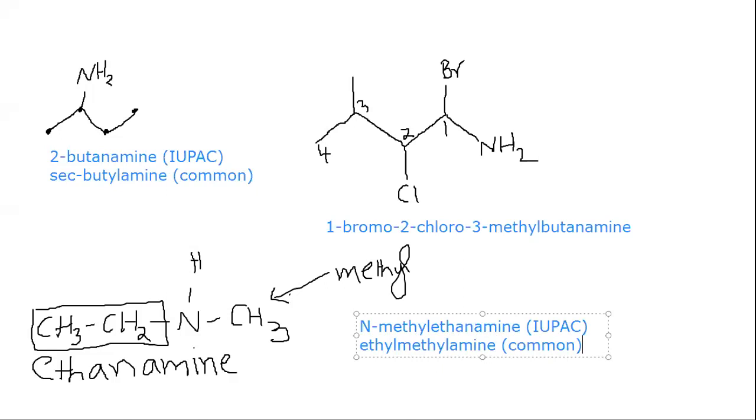In IUPAC, you have to find the longest carbon chain. Please don't forget that. That's the reason why the name of this compound looks like N-methyl. Why are we using a prefix N? Because methyl is attached to nitrogen. So we have to place N. We use N only in the IUPAC name, not common names. So N-methylethanamine.